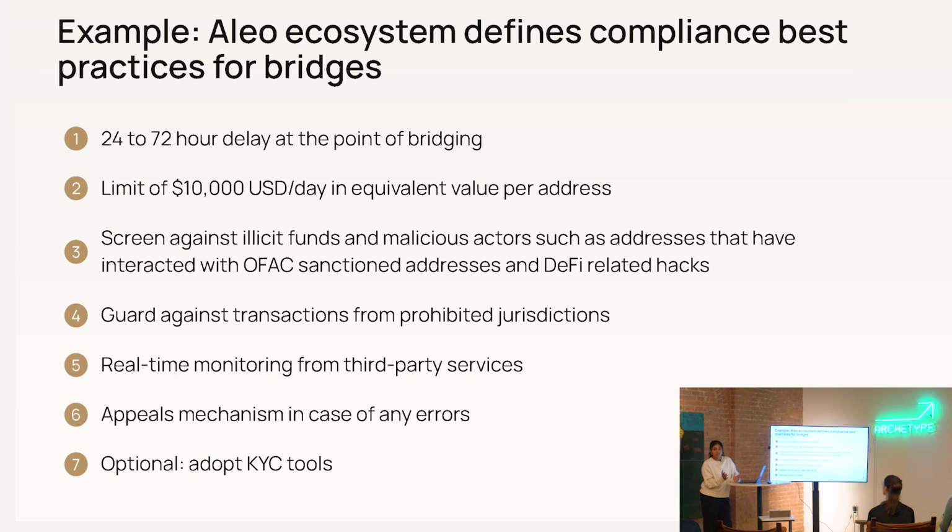Aleo is a privacy layer 1 blockchain, and so they knew that they would need to have a set of rules and compliance best practices for all bridges on their platform. So they created a governance proposal, ARC 100, that governance voted on and passed, that consists of a series of rules. Some of these are things that you can do in the predicate network, and some of them are things that are implemented in the bridge natively. So there are 24 to 72 hour delays, which are typically implemented by the bridges themselves. And then there are things like rate limiting, as well as OFAC sanction screenings, and guarding against transactions from certain locations. That can all be done through the predicate network itself.